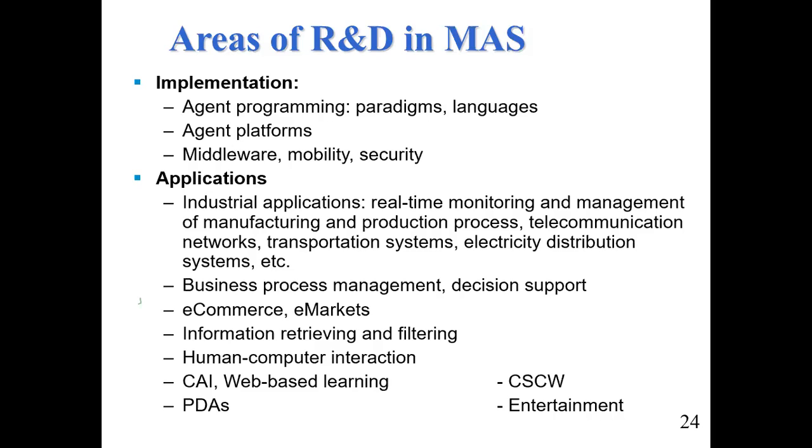And then applications of multi-agent systems. When we talk about industrial applications, we can apply multi-agent systems to real-time monitoring and management of manufacturing and production processes, and telecommunication networks. Also we can use agents in transportation systems, electricity distribution, etc. Actually, we can apply it to any domain or any area, as long as we want to make it intelligent. And then business process management, decision support, and we can also apply agents in e-commerce, e-markets. Then we can also apply agents to information retrieval and filtering. If we want to retrieve information and also filter it, we can use agents as well. And then HCI, human computer interaction, CAI, web-based learning, PDA, etc.